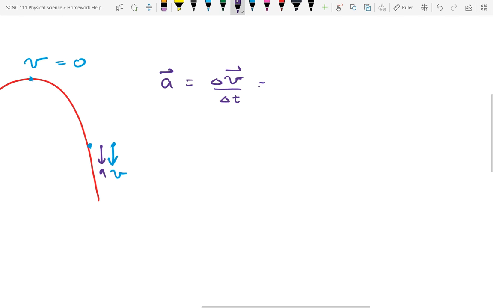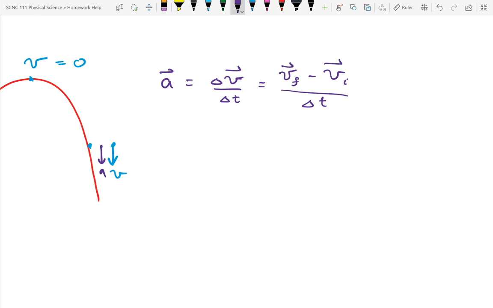If we expand this, the change in velocity will be velocity final minus velocity initial. And then I'm still going to put over the change in time. So that gives me an equation I can now solve to find the velocity difference between two times. So I'm going to do that.